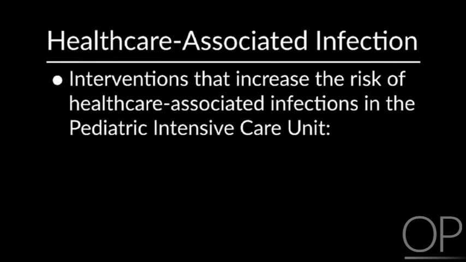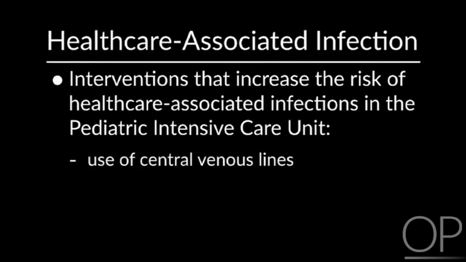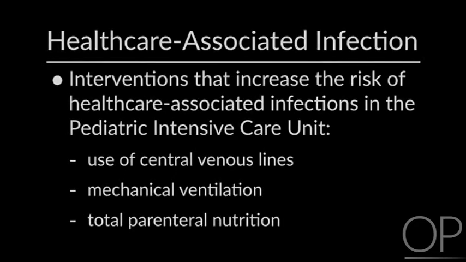It is important to remember that in pediatrics, newborns have immature immune systems, and cardiac patients may have other conditions such as asplenia or DiGeorge syndrome, which increase the risk for infection. The 3 most common interventions that increase the risk for healthcare-associated infections in the pediatric intensive care unit are the use of central venous lines, mechanical ventilation, and total parenteral nutrition.